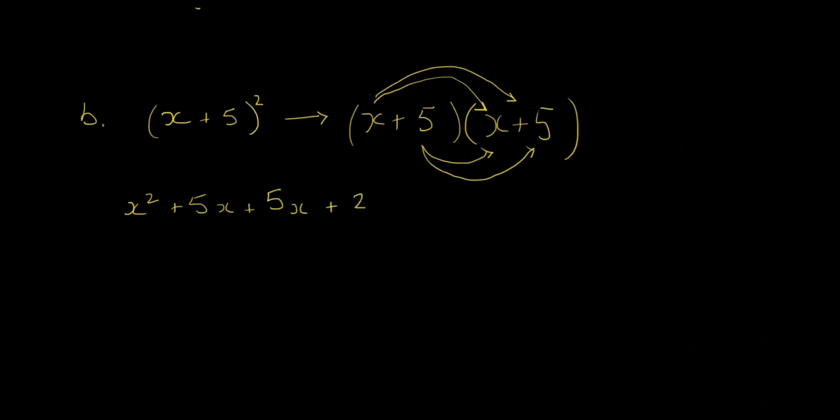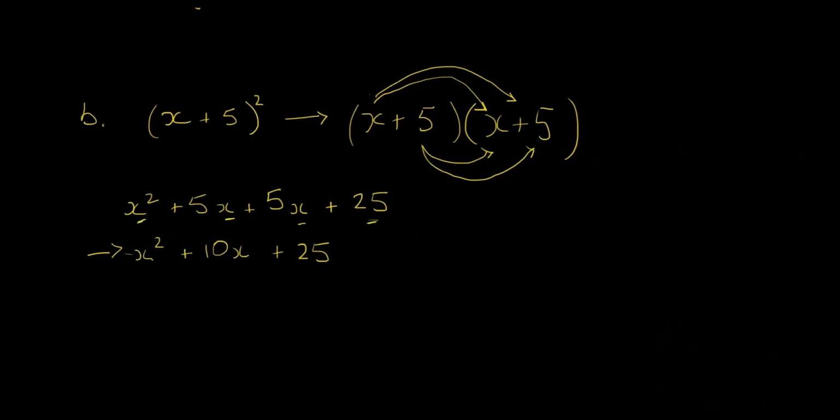And what's 5 times 5? 25. We can simplify this further. So it becomes x squared. What's 5x plus 5x? 10x. So x squared plus 10x, and then 25. Not 25x, just 25. Why is it 25? Because it's 5 times 5. There's no x's there. All the x's are here, all the x squareds are there, and all the numbers are separate.